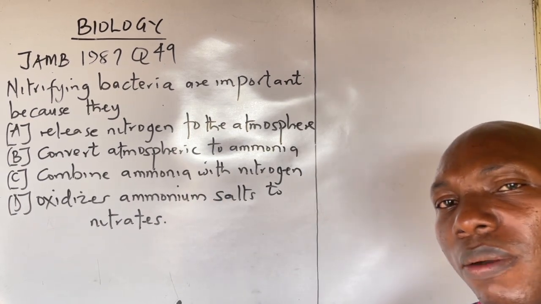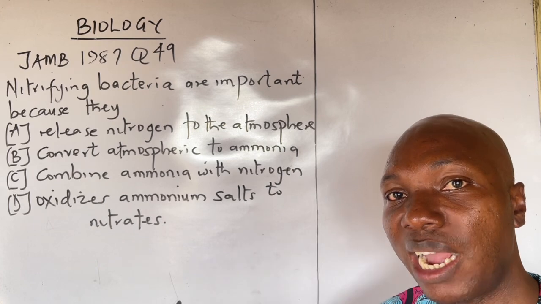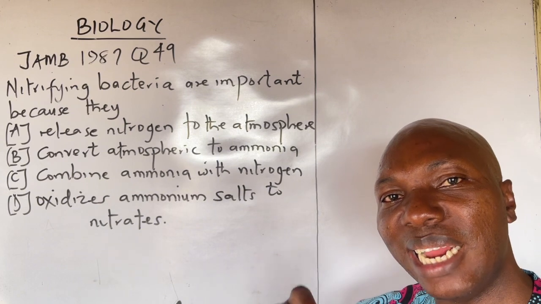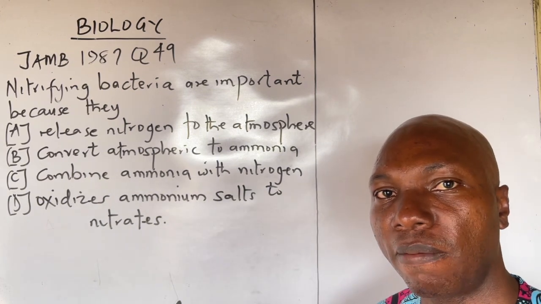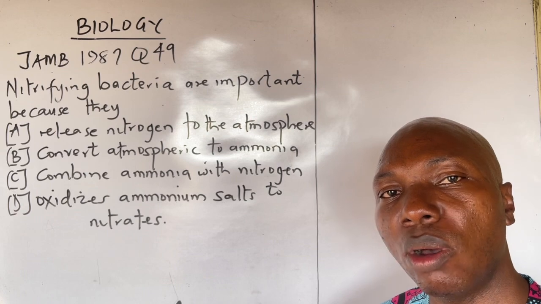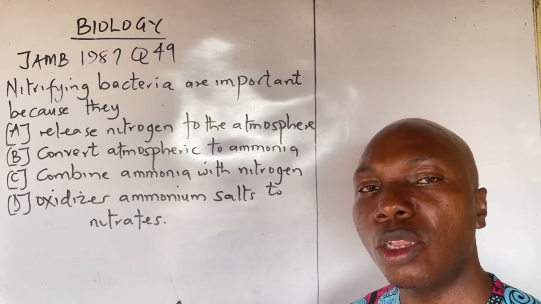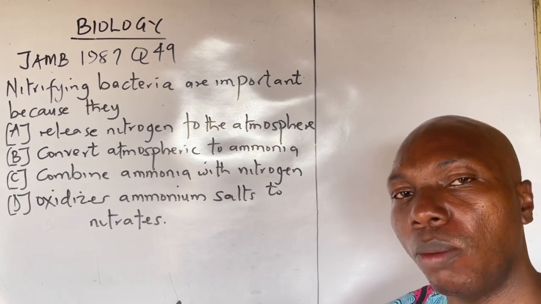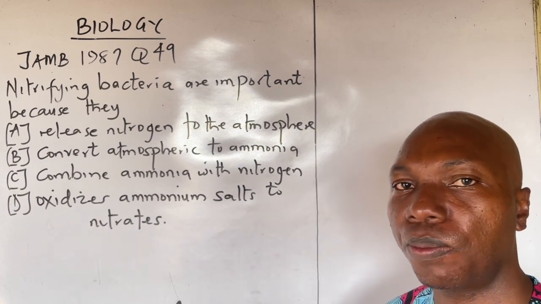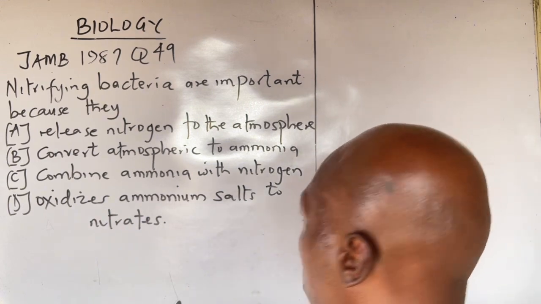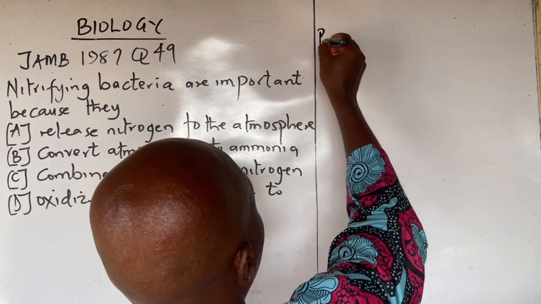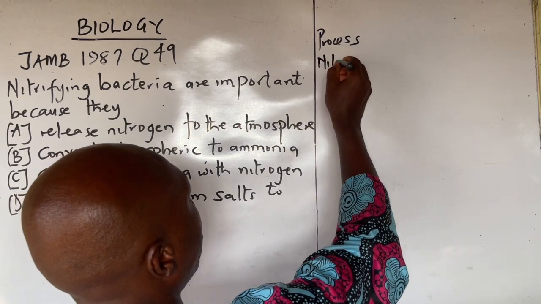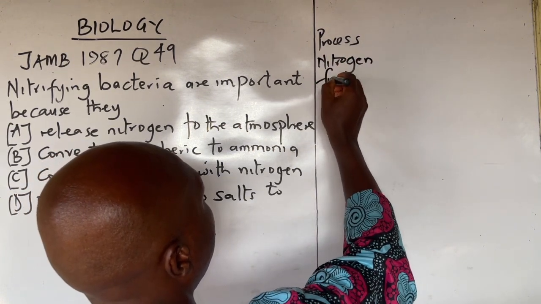We have 4 things in the nitrogen cycle. Number 1, we have what we call nitrogen fixation. Number 2, we have ammonification. Number 3, we have nitrification. And number 4, we have denitrification. Let me write them on the board. We have the process. The first one is nitrogen fixation.